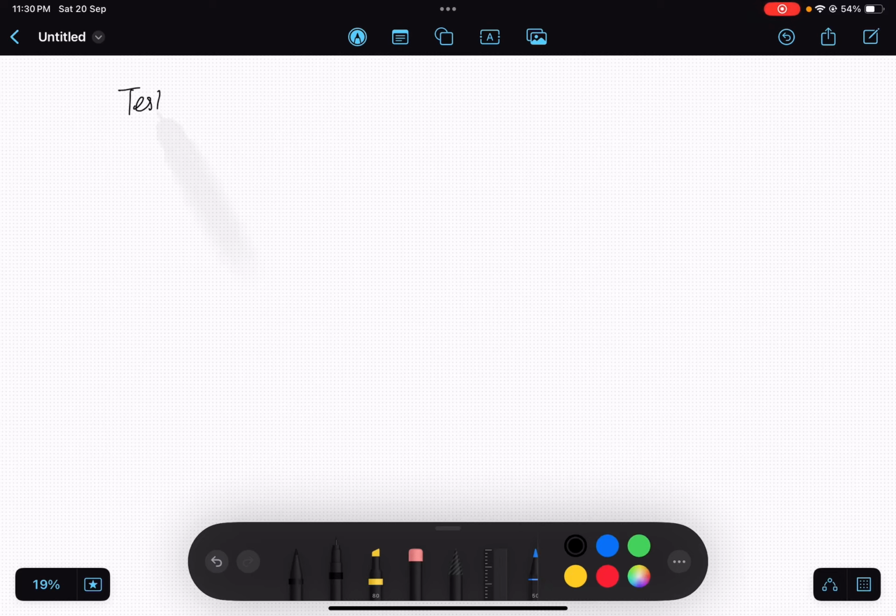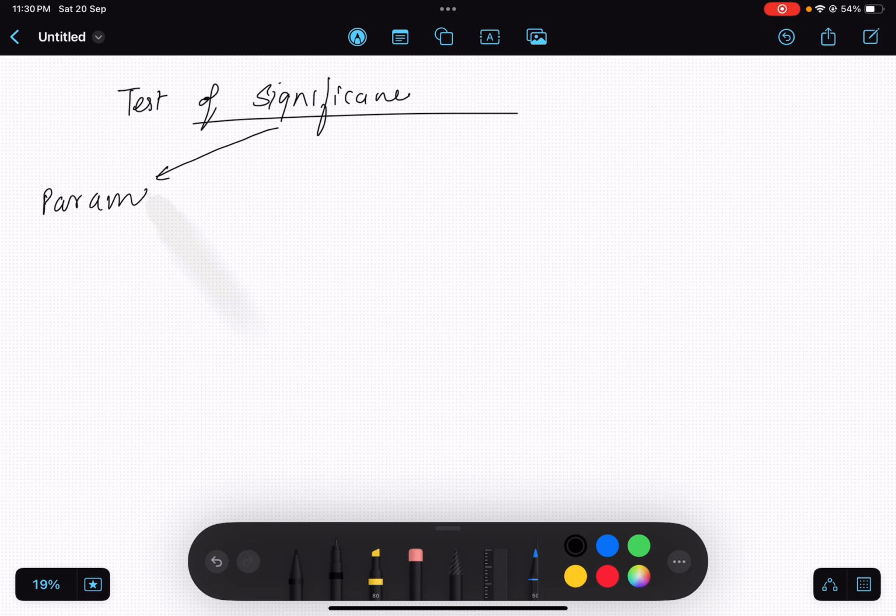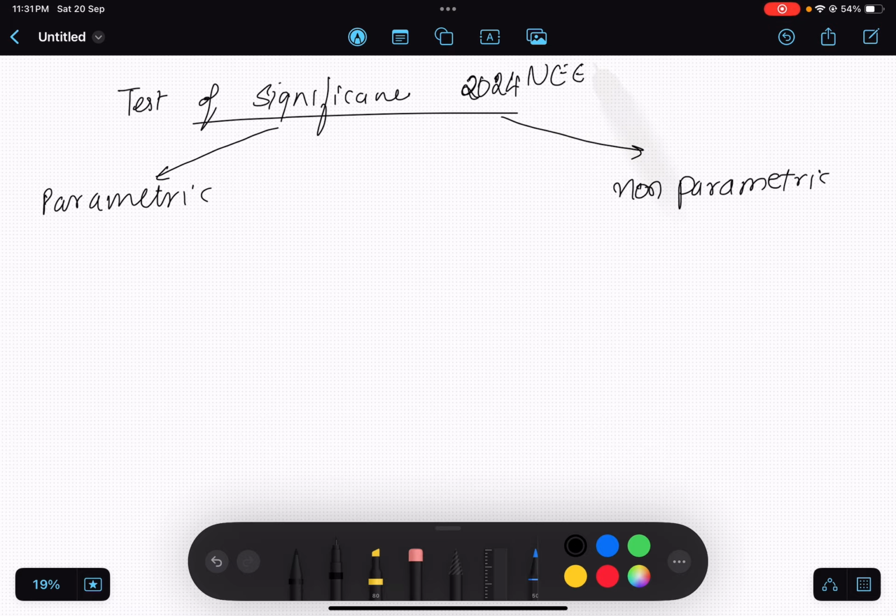About test of significance. The test of significance is of two types: one is parametric and the other is non-parametric. Please listen to this session properly because this is an important previous year question of 2024 NEET.